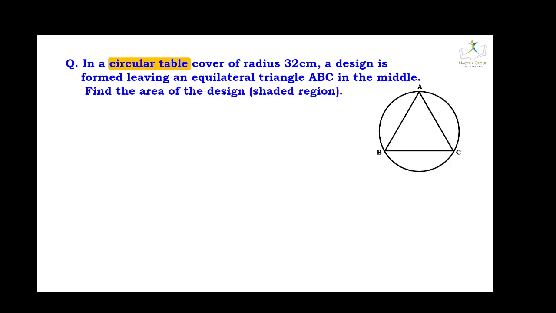In a circular table of radius 32 centimeter, a design is formed leaving an equilateral triangle ABC. So this is a circular table, maybe some circular table. Here the design is made by leaving the equilateral triangle portion. Okay, and what is the area of the design? So very simple, area of circle minus area of triangle, that's all.